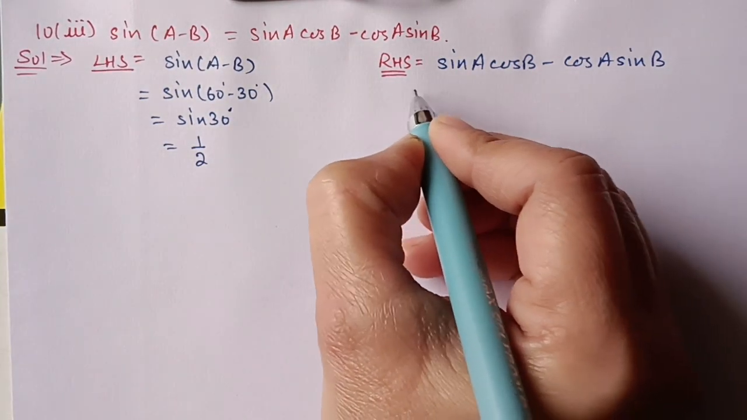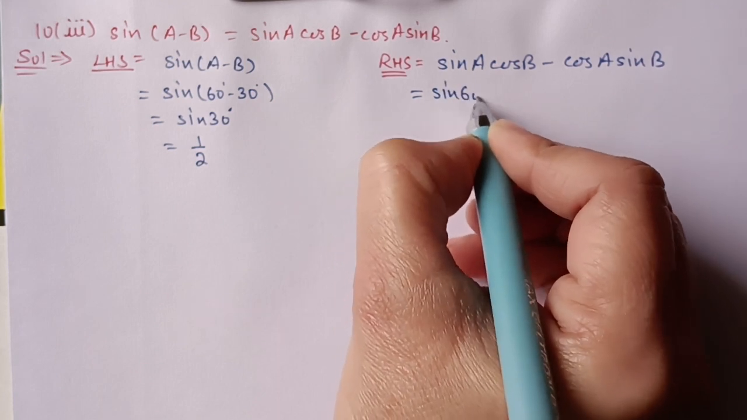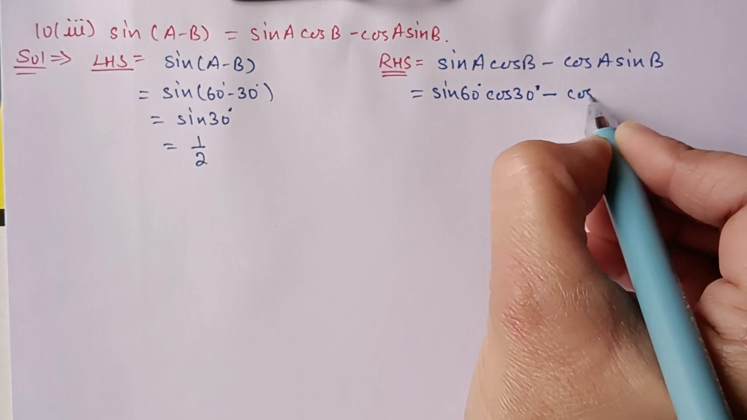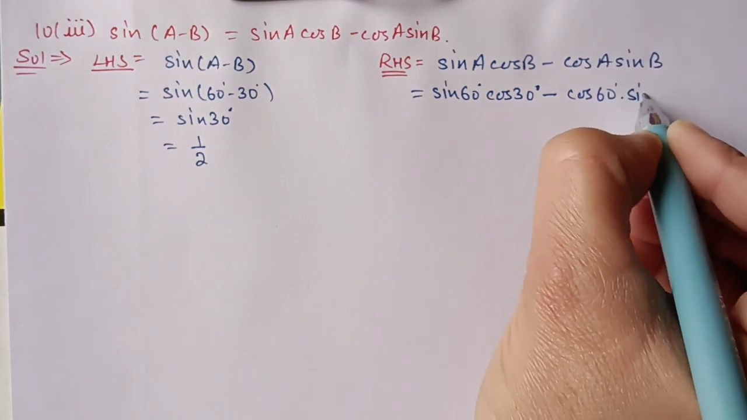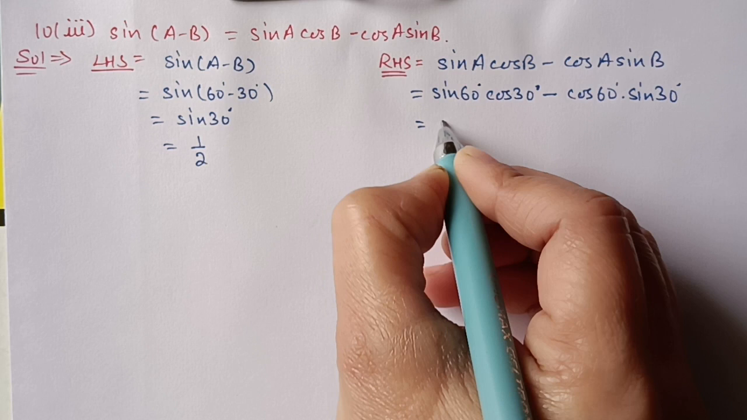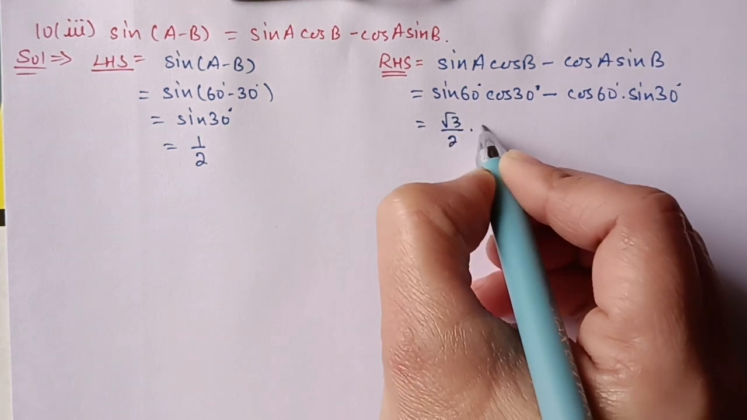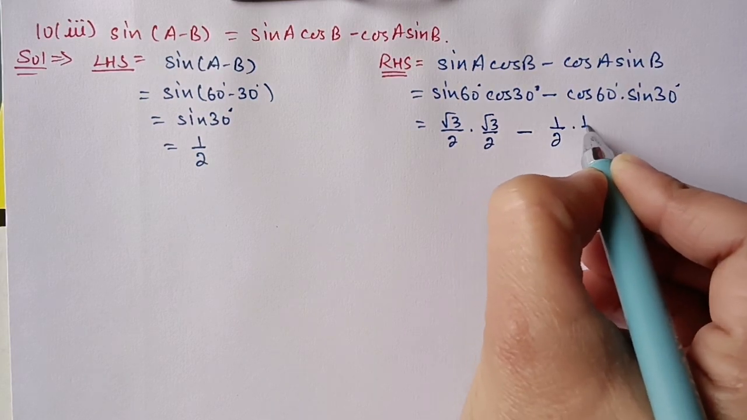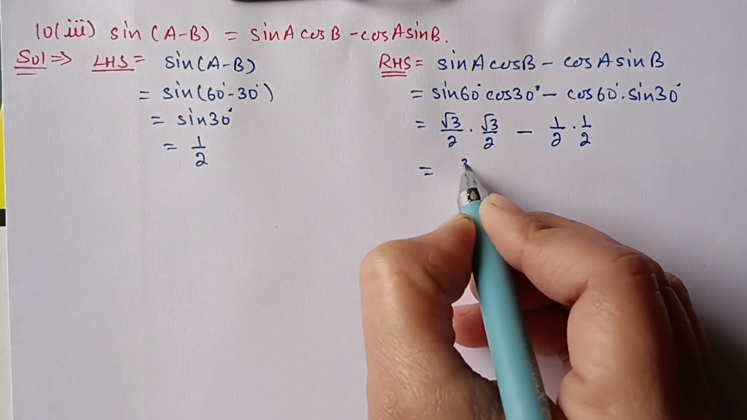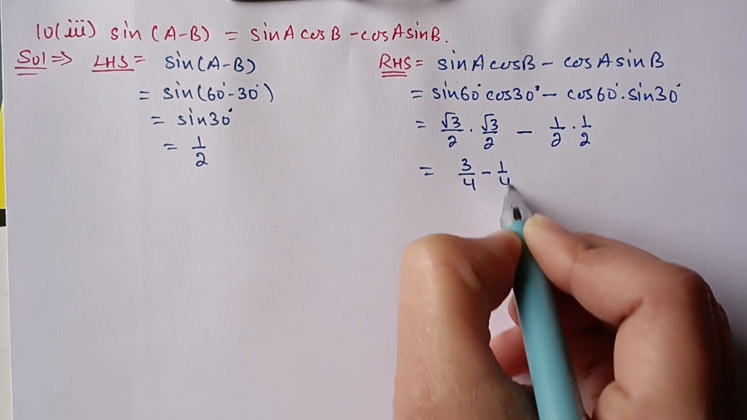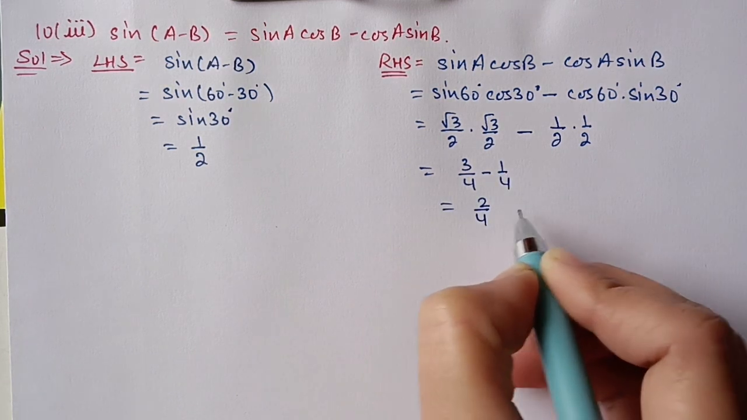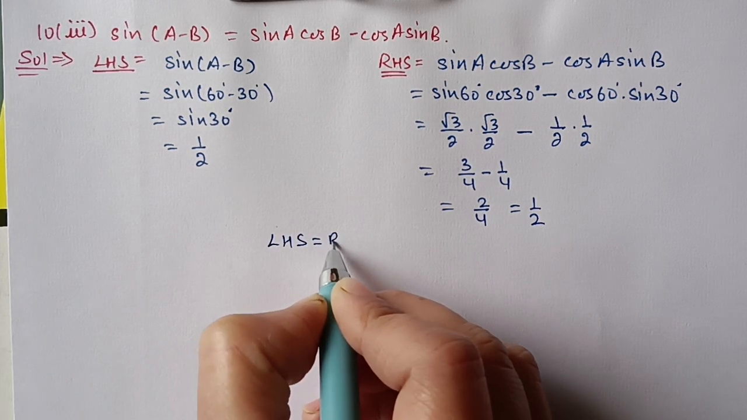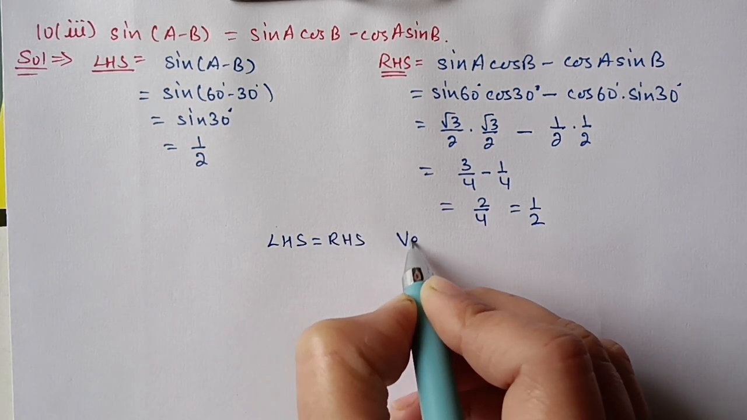Right side: sin 60 cos 30 minus cos 60 sin 30. Sin 60 value is root 3 by 2, cos 30 value also root 3 by 2, cos 60 is 1 by 2 and sin 30 is 1 by 2. So 3 by 4 minus 1 by 4 means 2 by 4, which is equal to 1 by 2. So we are getting left and right side equal, hence it is verified.